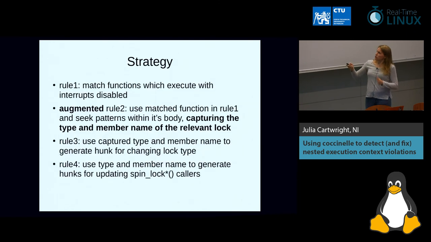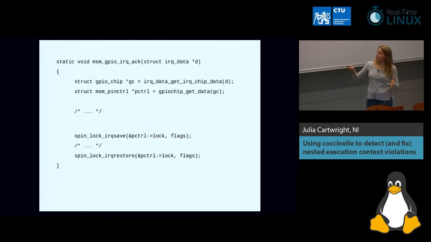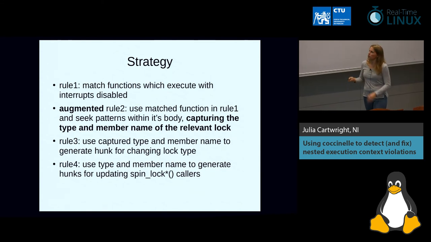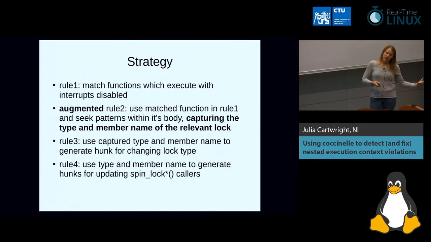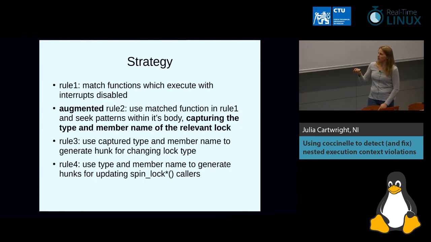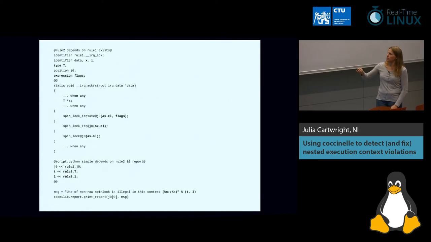So basically I need to generalize rule two, like I said, to generalize over this pinctrl type and the member name. So the way I can do that is to augment rule two. I need to capture the type and member name of the relevant lock, that I can then use further in rule three. So rule three is going to use the type name that I've captured and the member name that I've captured to actually generate the diff hunk for rewriting the spin_lock to raw_spin_lock. And rule four uses the type and member name to generate hunks for updating the spin lock callers. So that's on the calling side.